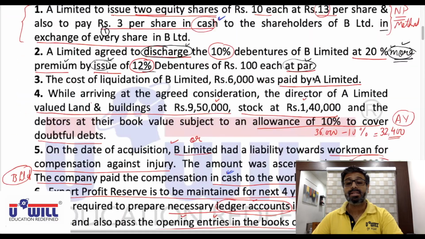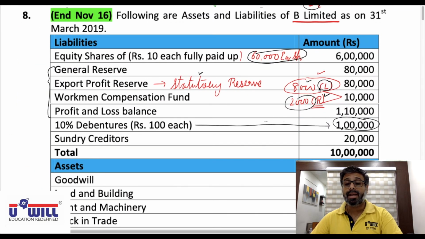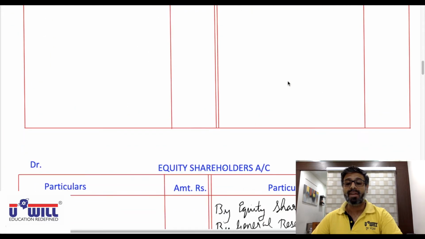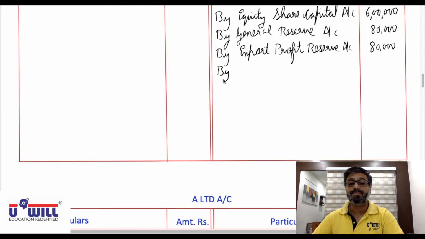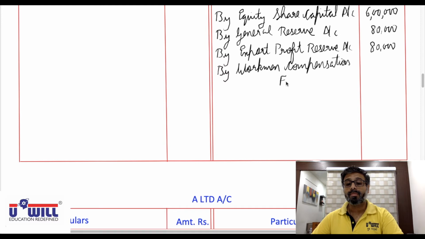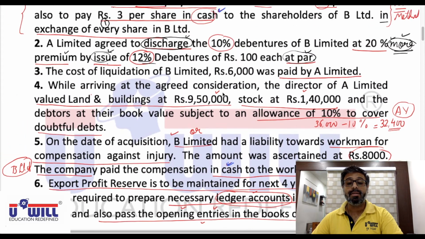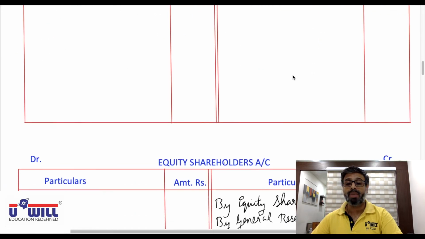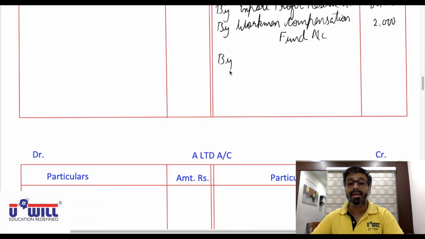Next, see what is there in the reserves. Workmen's compensation, but 8,000 has become our liability. How much is in the nature of reserve? Only 2,000. So by workers compensation fund 2,000. Then after workmen's compensation fund, which is the next reserve? Profit and loss. Profit and loss account 1,10,000. So by profit and loss account 1,10,000.